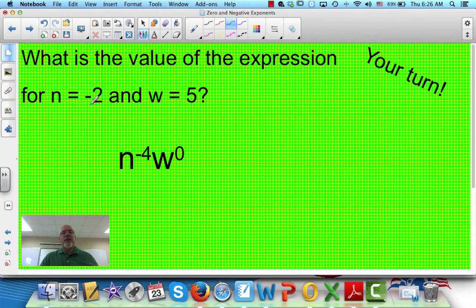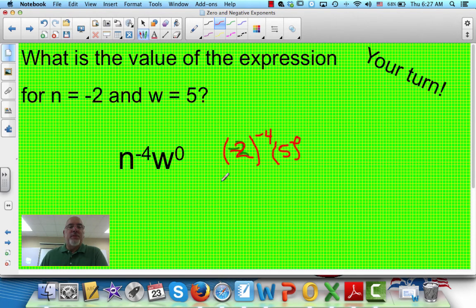It's your turn. What is the value of this expression for n equals negative 2 and w equals 5? Remember, all you got to do is simplify the expression first and then plug in these numbers for the values, okay? Alright, so we've got negative 2 for n. We've got negative 2, put them in parentheses, okay, to the negative 4, and w is 5 to the 0.